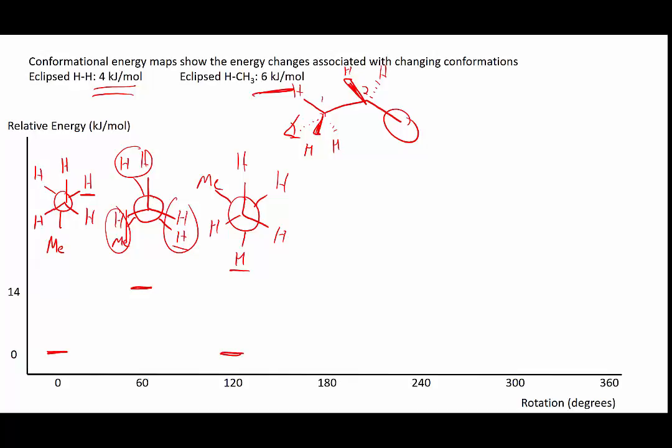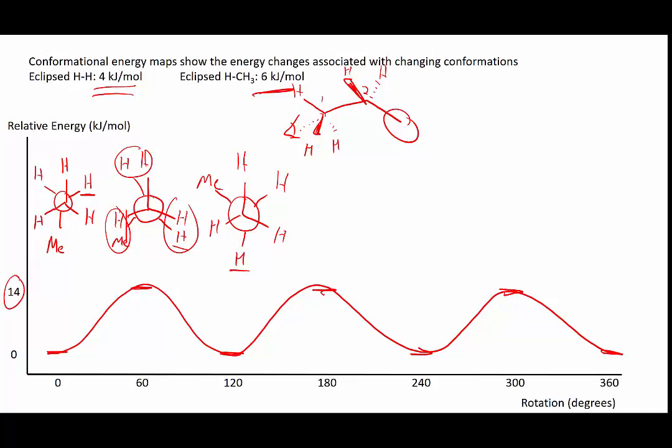If you continue to spin around, you can draw all the other Newman projections in practice, but the energies are the same. So this should look very similar to the original, what we did with the ethane, except this energy is a little bit higher because of our eclipsed conformation with the methyl group.